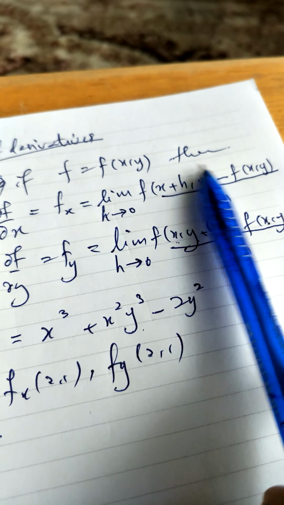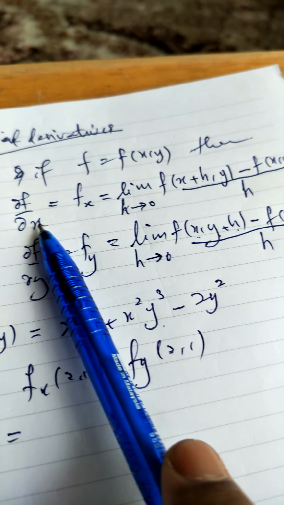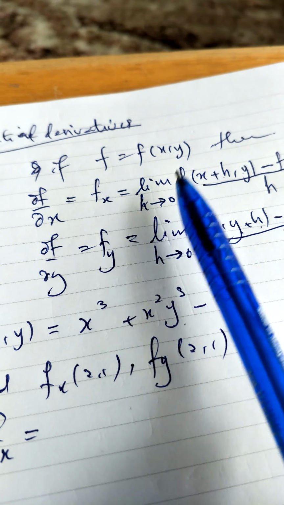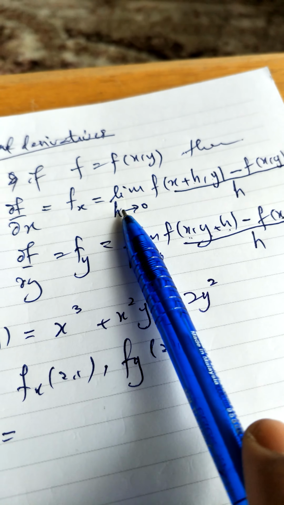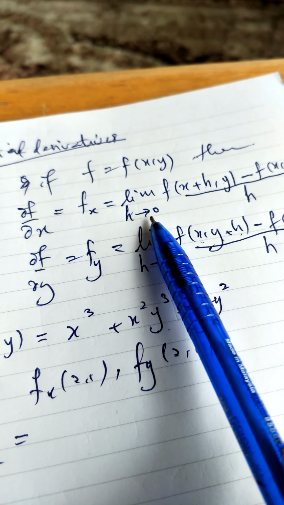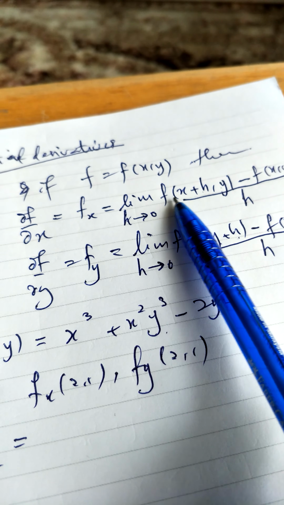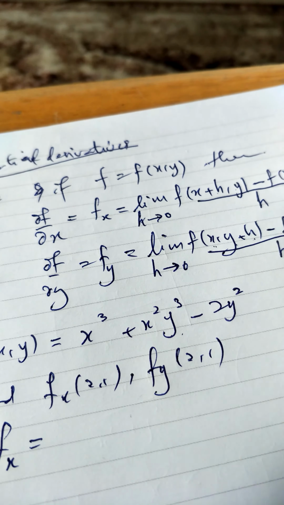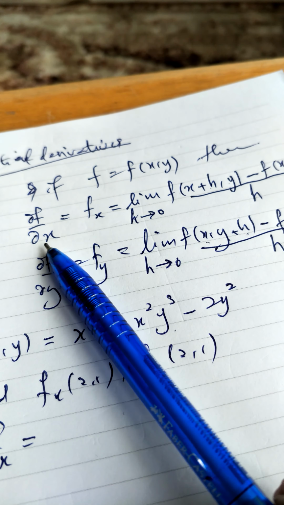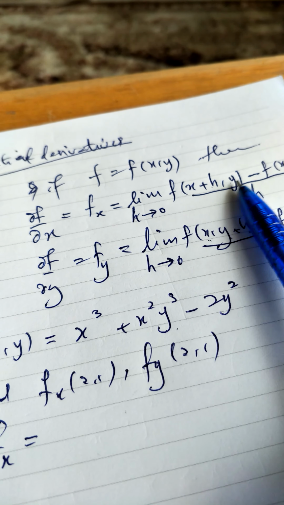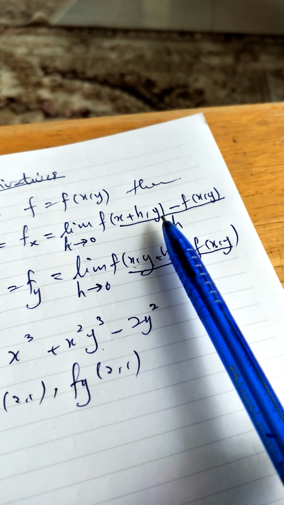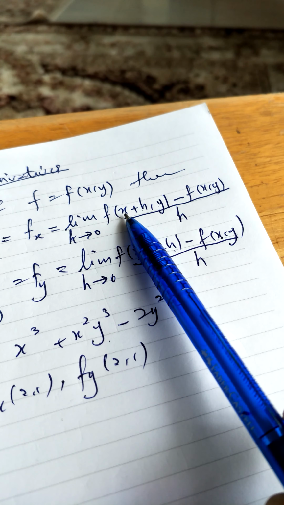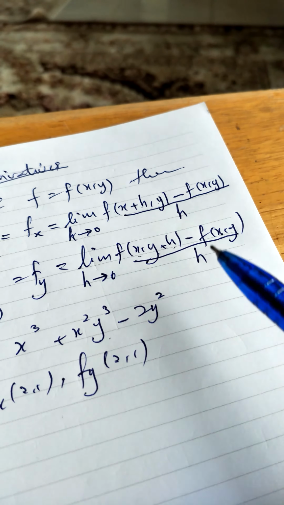Then, if you want to differentiate with respect to x, del f del x, or we denote it as f sub x, this is the limit as h tends to 0 of f(x plus h, y) minus f(x, y) over h. If you look at this definition, differentiating with respect to x means we fix y. y doesn't change, and x is changed from x plus h to x.